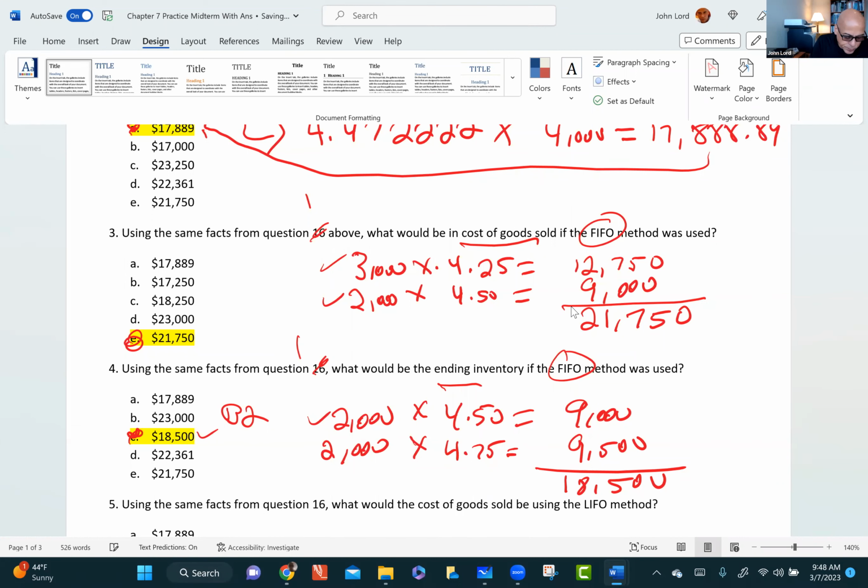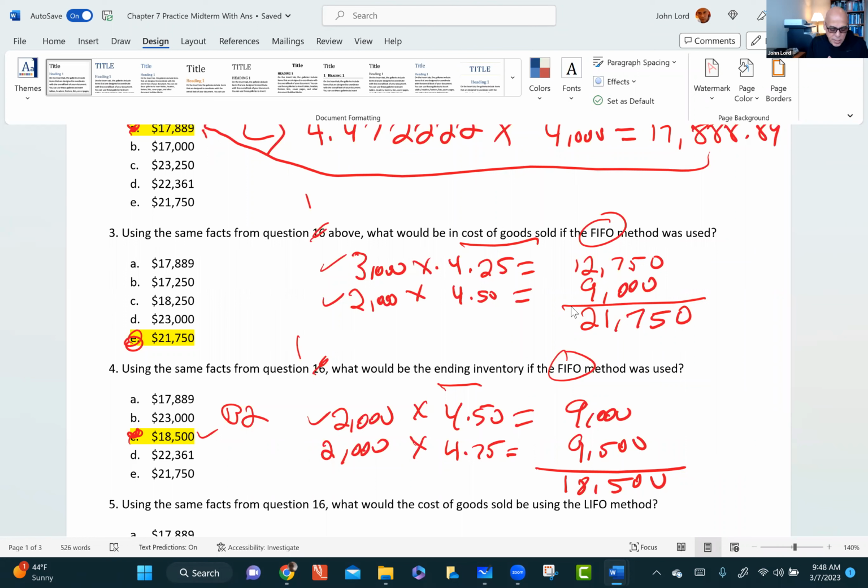Okay, good. Question. That's how we're going to do this. Weighted average, FIFO, LIFO, cost of goods sold, ending inventory using weighted average, FIFO, LIFO. What's that? Right there, that's 6 questions on your exam.